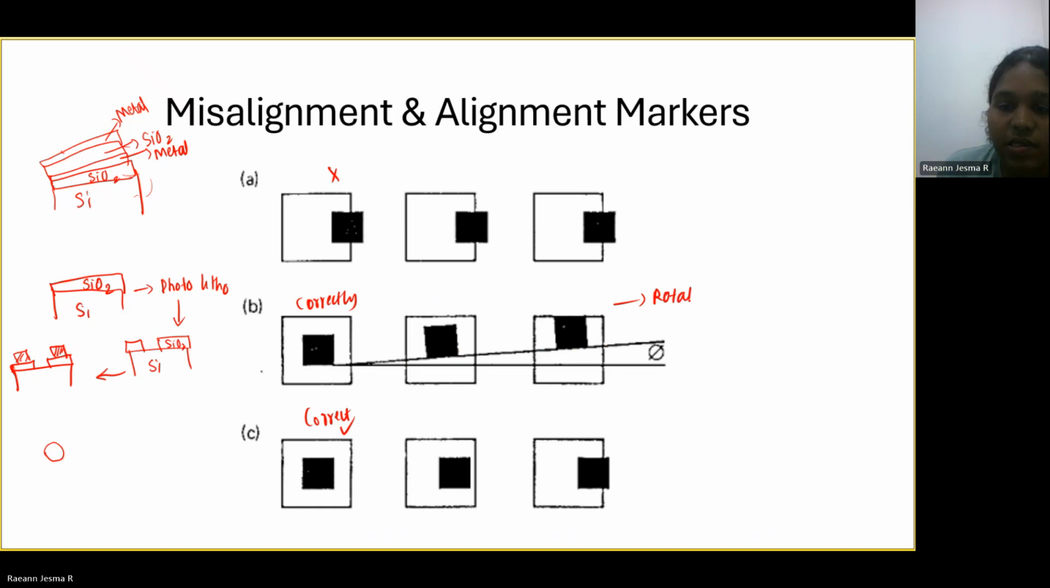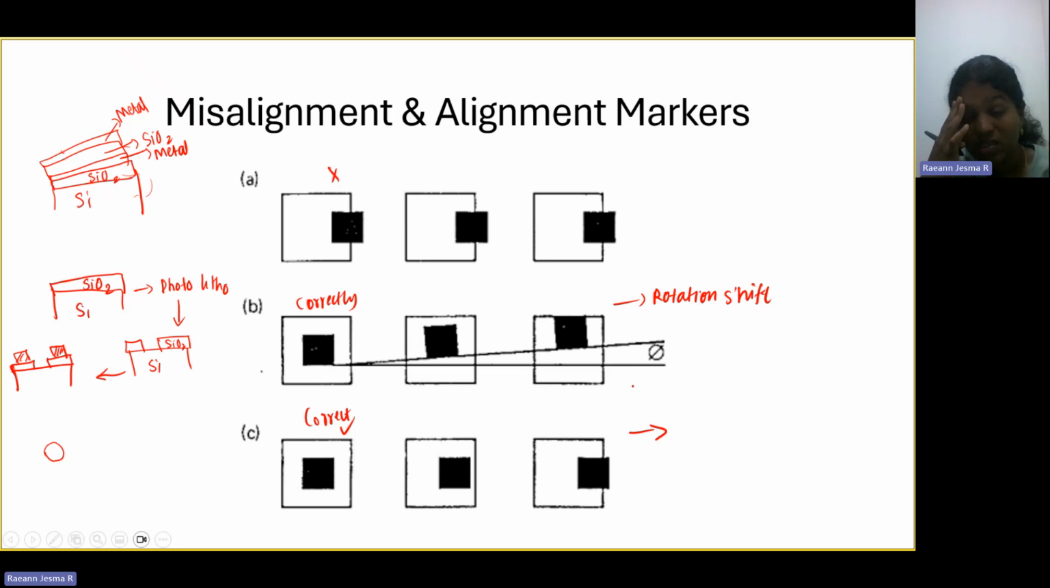This one is having shift in X direction. So your sample is shifted in this direction, a translation shift. Your sample can be really big as well, right? When we see an alignment marker at just one point of the sample, it may be aligned, but at the other point also it should be aligned.